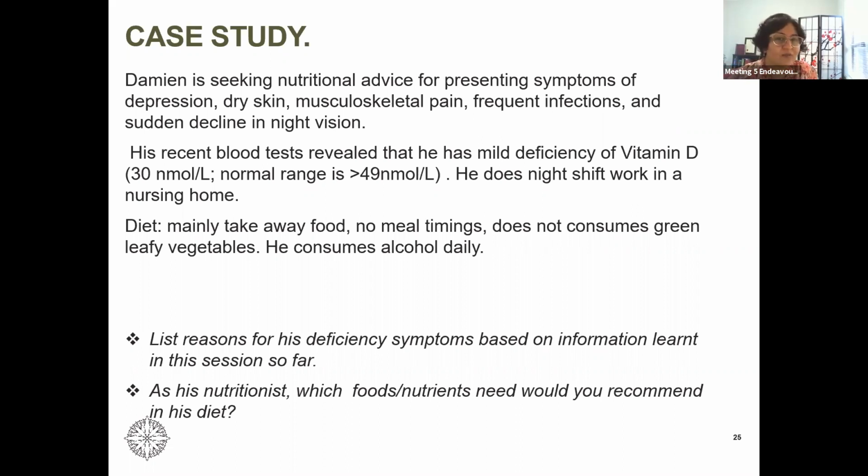Anybody else would like to add anything? Being a night shift worker, he may not get exposure to sunlight, so that would be a factor. Yes, it would be, definitely. How would we ensure then, what will we tell them?